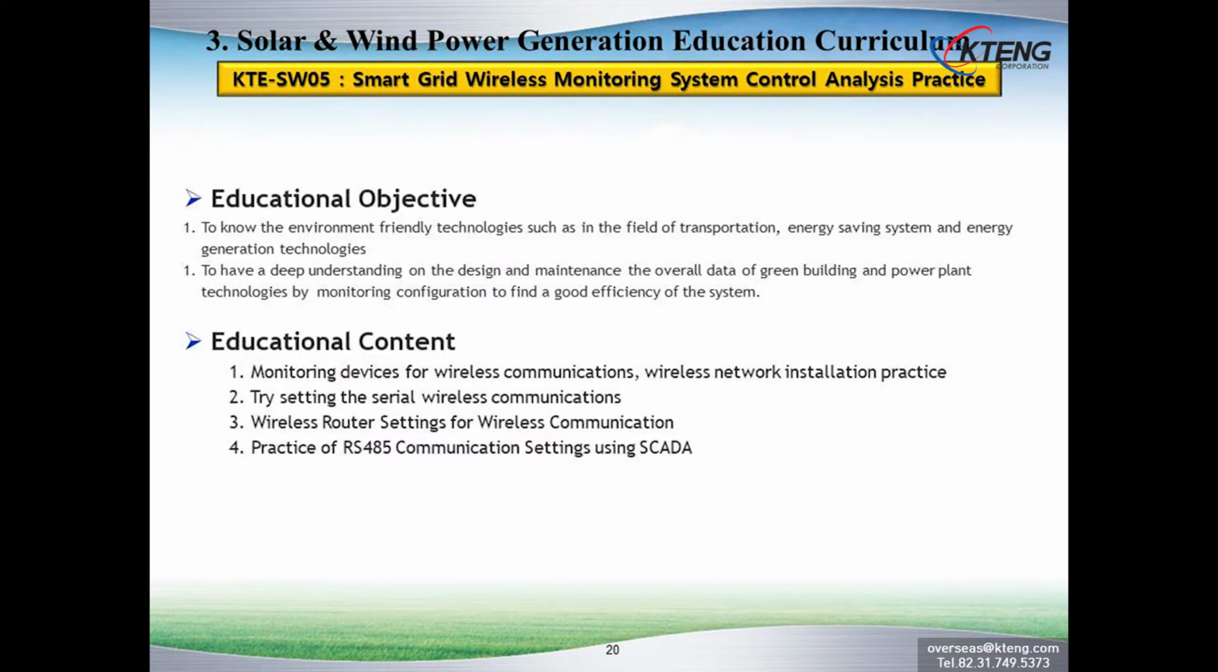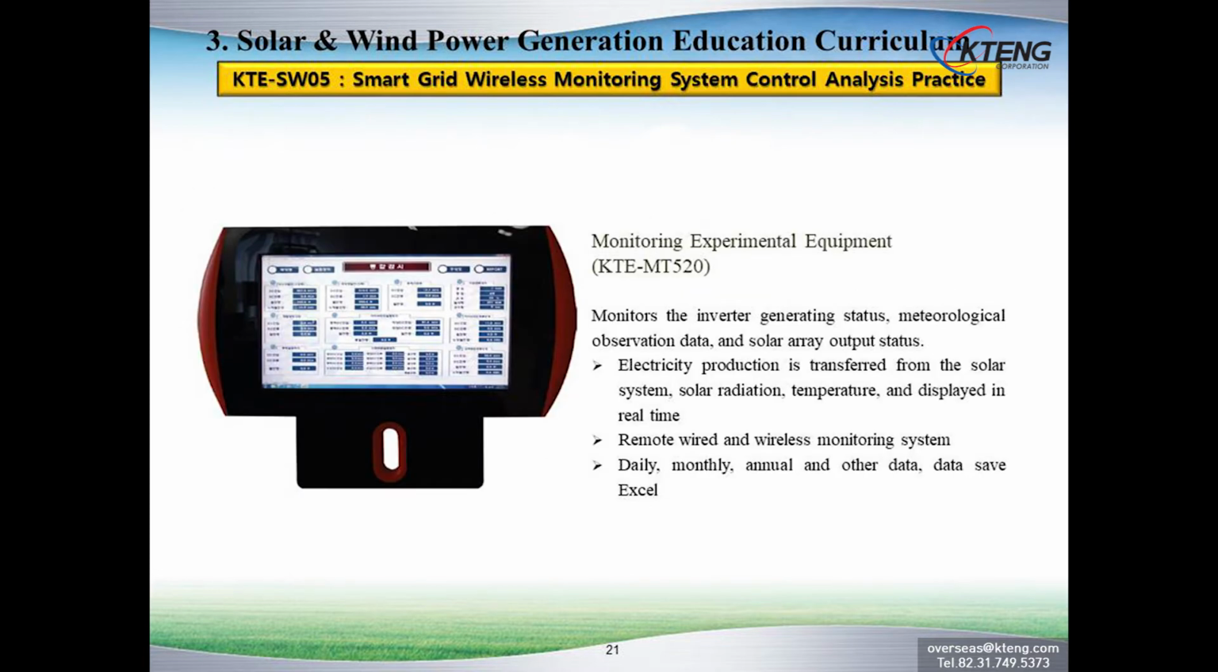This is a detailed description of the Smart Grid wireless monitoring system. In this subject, the purpose of education is understanding the concept of the smart grid system and learning how to do maintenance of renewable energy facilities using a wireless monitoring system. Using the monitoring experimental equipment, KTE MT520, trainees can monitor the inverter generating status values, meteorological observation data, and other measurements. Trainees can improve their management ability, such as identifying problems, maintenance, and so on using this equipment.